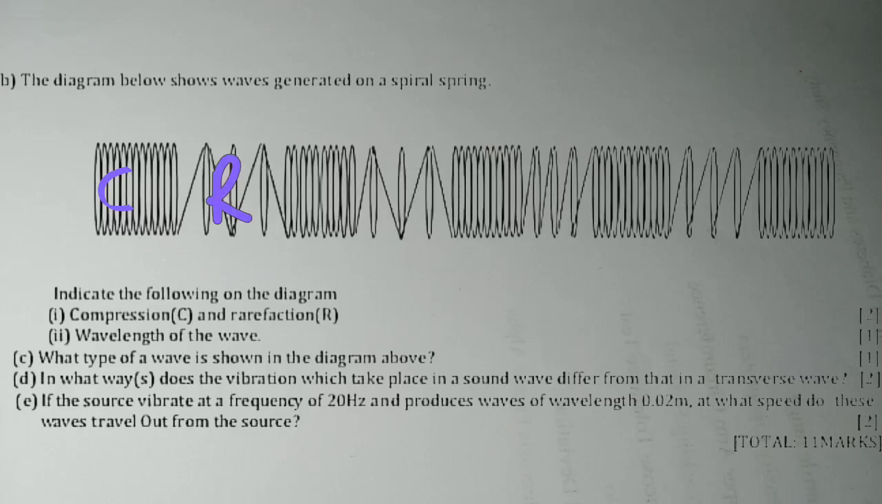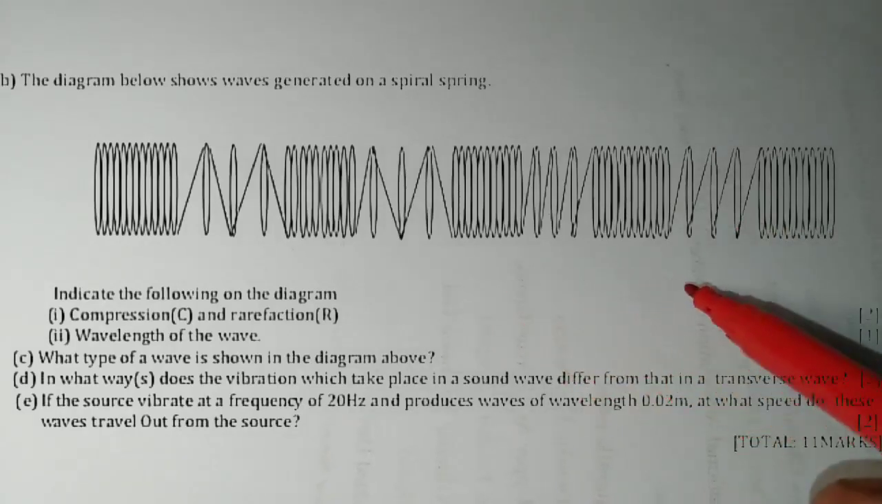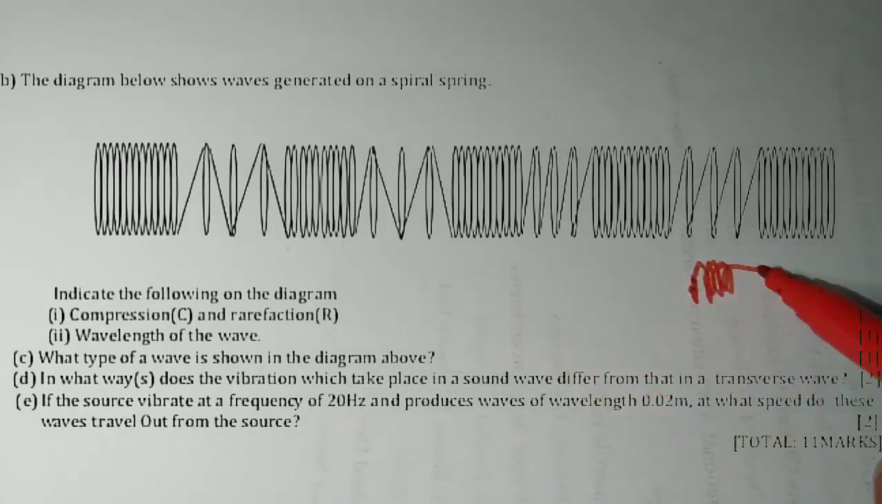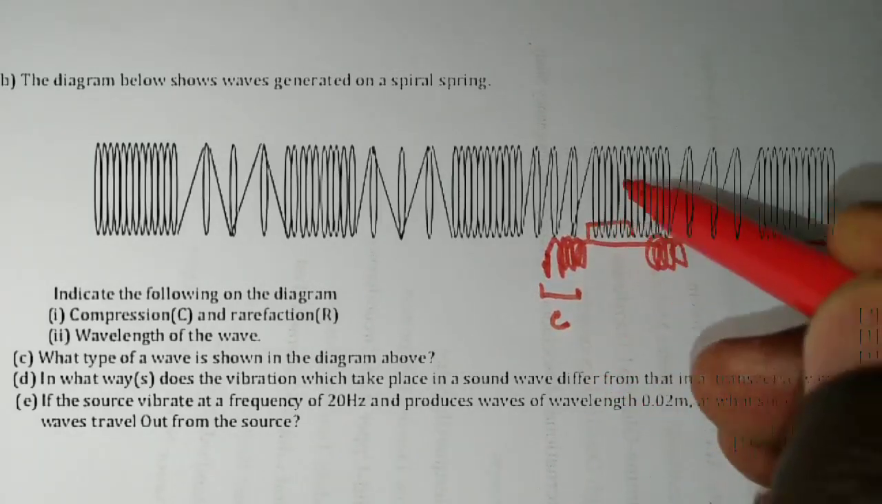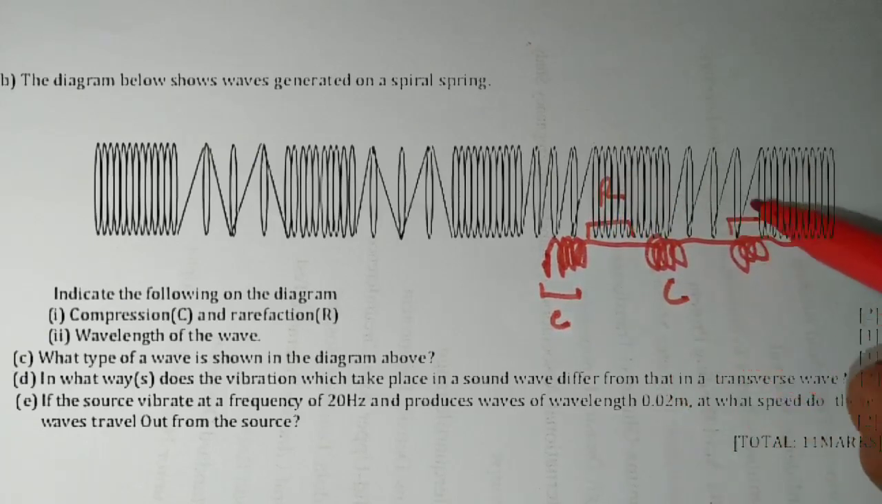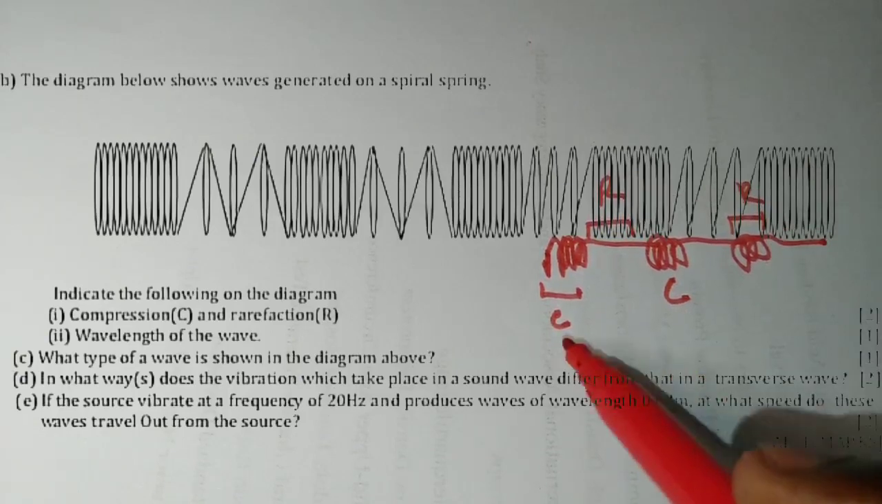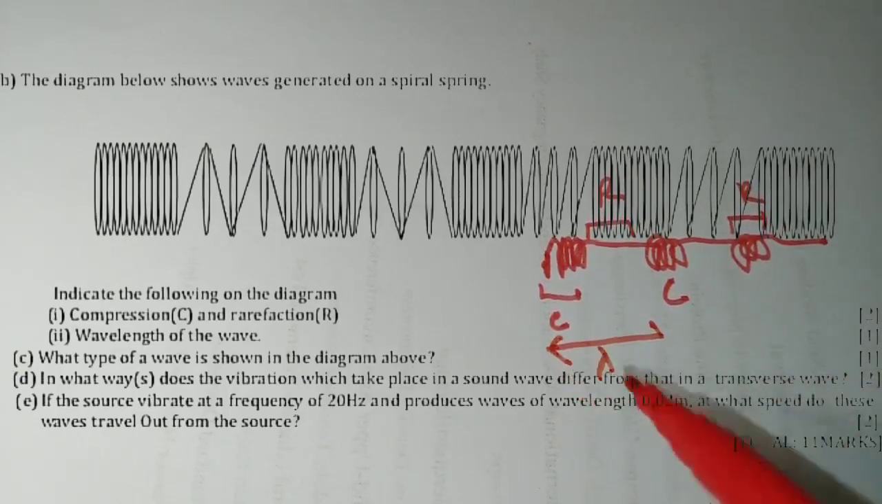Indicate one wavelength. One wavelength is the distance of C and R together, the total distance starting from the compression, so one compression and one rarefaction will be equal to one wavelength. If I was to show this, I will simply do something like this. Just to make it a bit simple, this is a compression C, and this is a rarefaction R. Compression, rarefaction. So one wavelength will be here. That's one wavelength.